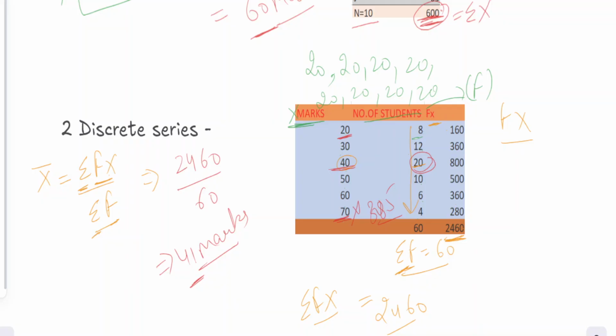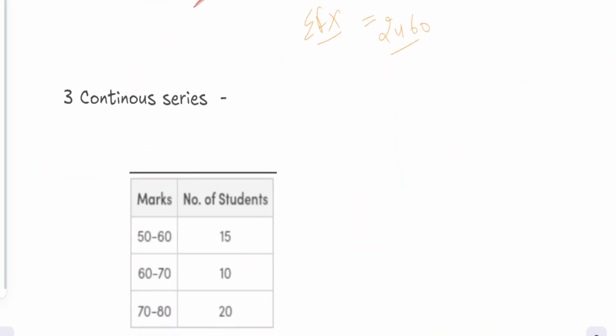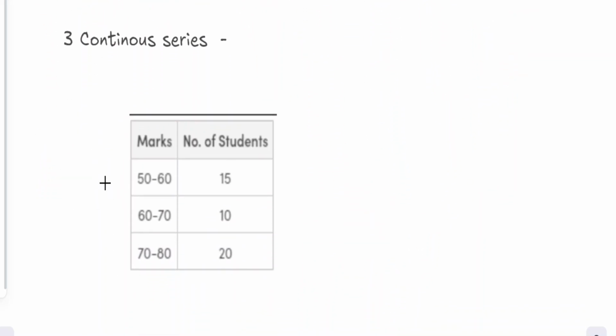Let's move to the next one, that is continuous series. Continuous series looks something like this, where you have intervals like 50 to 60, 60 to 70, 70 to 80, and there are marks. Now why have we made these particular intervals? In the last video also I talked about it.